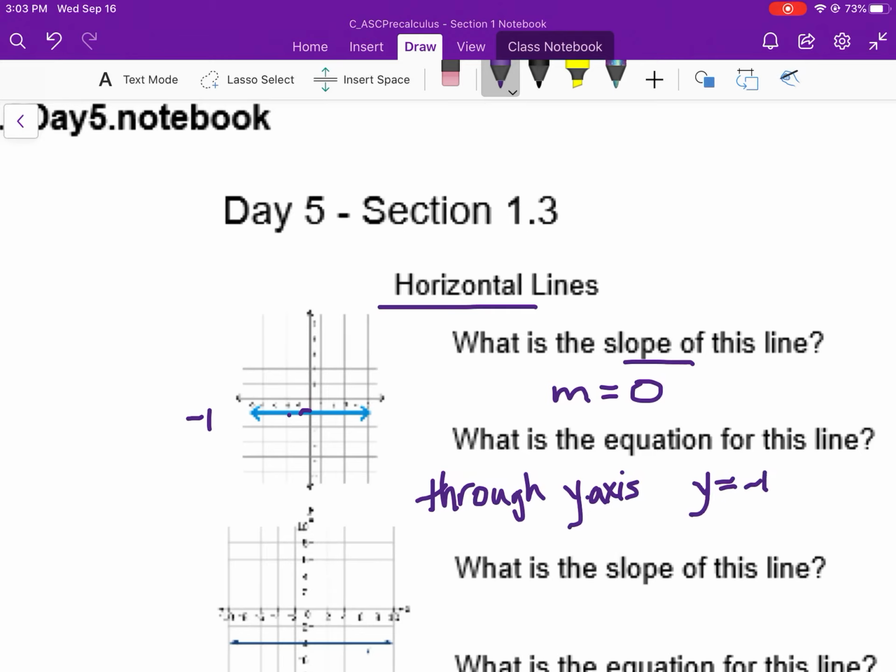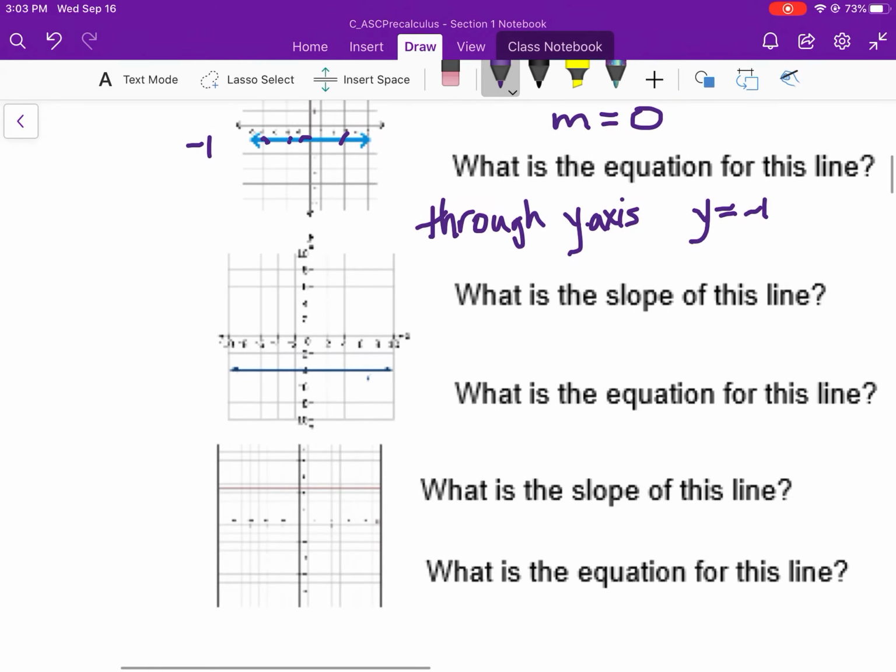-1. Because notice every point on that line, the y value is -1. So like this one would have been -2, -1, -3, -1. This one over here is 3, -1. All of the y's are -1. So we say y equals -1.